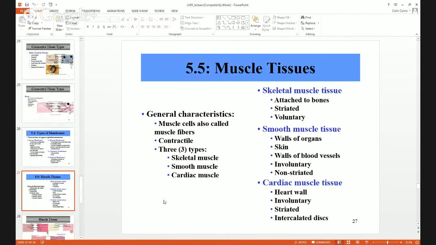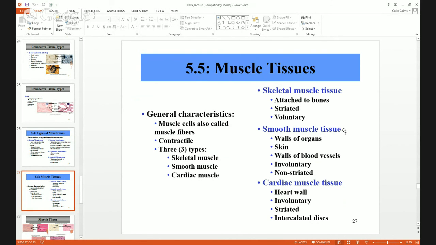So let's talk about muscle tissue now. There's 3 types of muscle tissue: skeletal, smooth, and cardiac. They all have muscle fibers, and they're all contractile. They all contract. Skeletal is attached to bones. It's striated. It has stripes. Looks like it has stripes under a microscope. And it's voluntary. You move your muscles voluntarily.